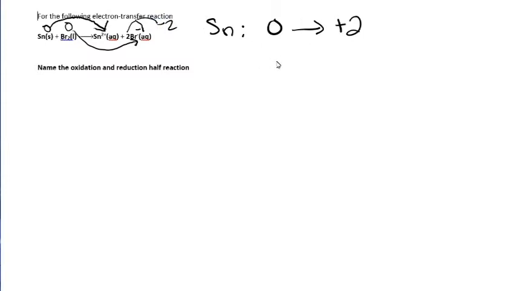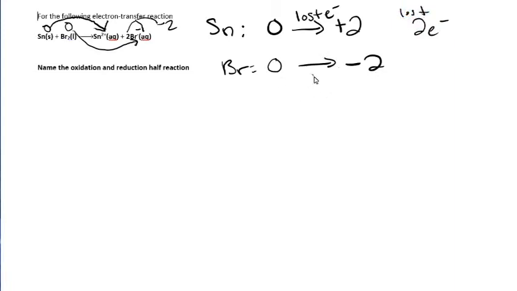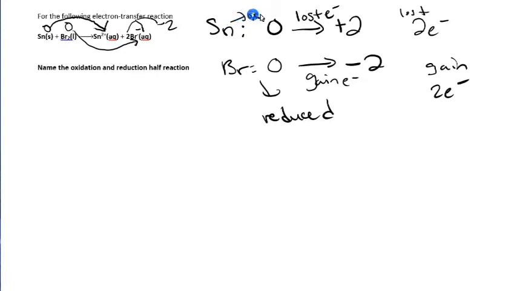So essentially you went from 0 to minus 2. Okay, so the tin lost electrons in order to get a positive charge, because electrons are negatively charged, and it has a positive charge, which means it lost 2 electrons. Okay, so 2 electrons lost, and the bromine gained a negative charge, which means it gained electrons. So you have a gain of 2 electrons.